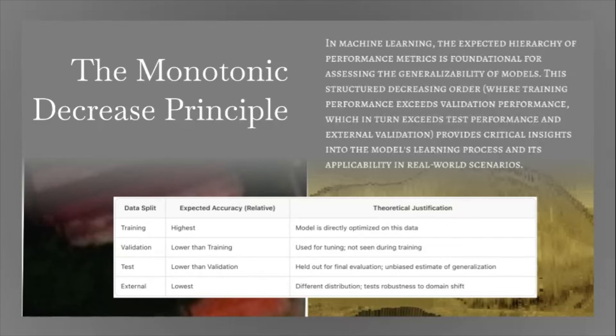In machine learning, we expect a structured, decreasing order in performance metrics, meaning training performance should exceed validation performance, which exceeds internal testing performance, which exceeds external testing performance. Why? Because the model is optimized directly on training data, so it naturally performs best there. And as data becomes less familiar, first validation, then internal test, then external, performance should decline gradually. This monotonic decrease tells us the model learned generalizable patterns, not dataset-specific artifacts. When we see this expected hierarchy, it confirms the model will perform predictably in real-world scenarios.